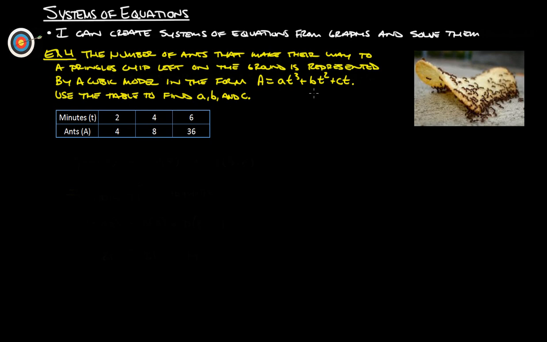Okay, so what we want to do is we're going to basically come up with some different equations here. So we're just going to plug in our t and our A, and that will help us. We're going to come up with 3 different equations, and then we'll be able to plug that into our graphing calculator, and it's going to tell us what the equation should be.